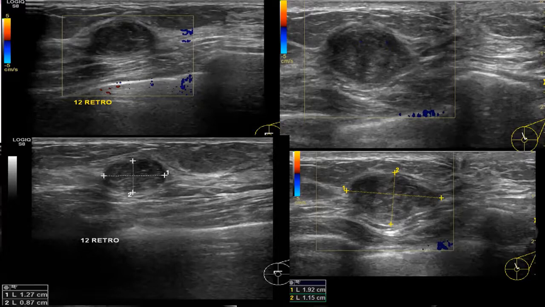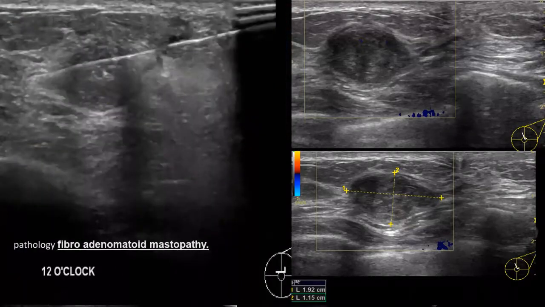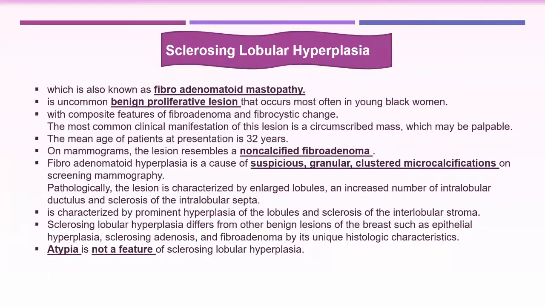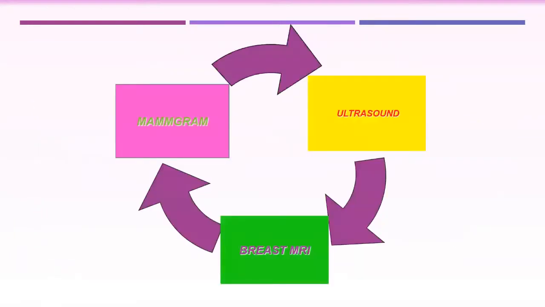Usually with fibroadenoma, the margins are more sharp and it has a pseudocapsule. A lesion lacking a pseudocapsule and having fuzzy borders, I found to be part of fibrocystic changes, a proliferative lesion, as in this case. It was pathologically proven by biopsy and found to be fibroadenomatoid mastopathy. So it is a benign proliferative lesion that simulates fibroadenoma.